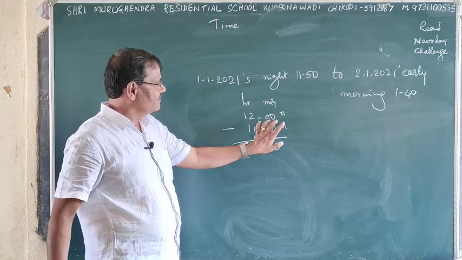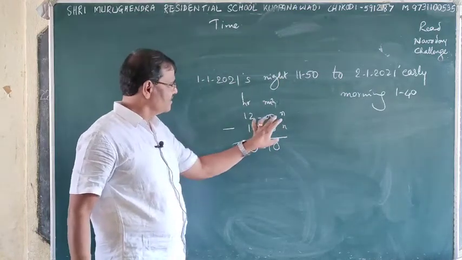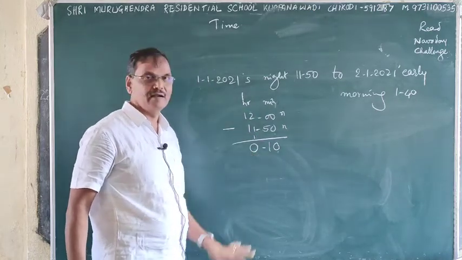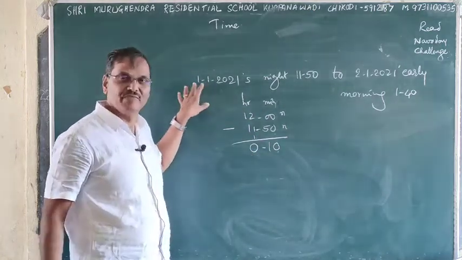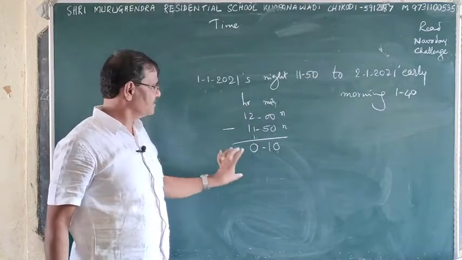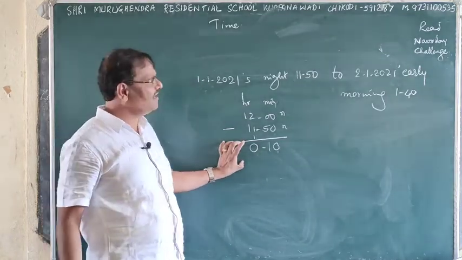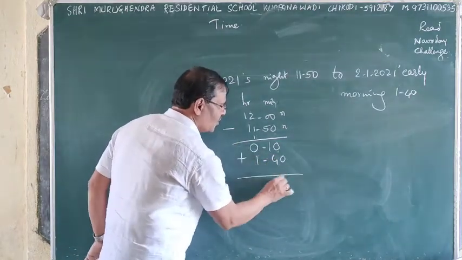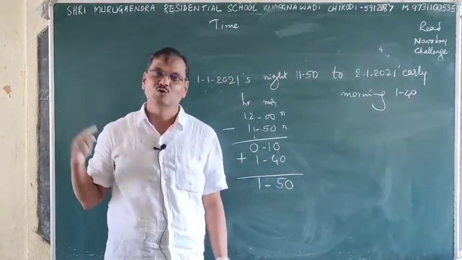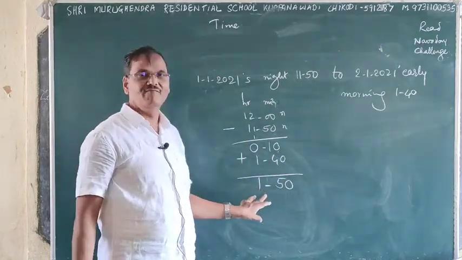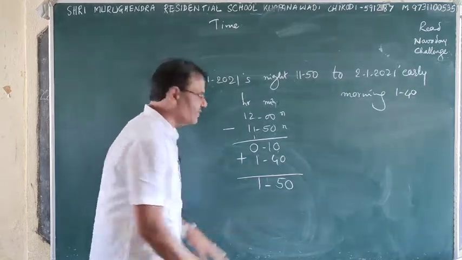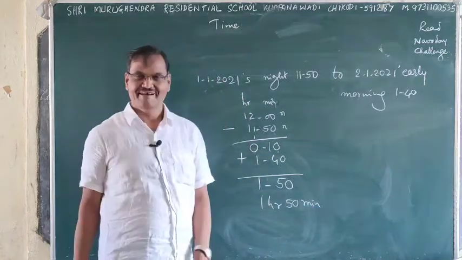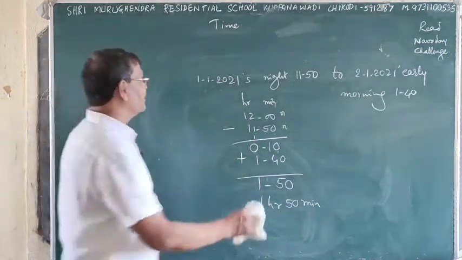See, we take 1 hour, 60 minus 50 is 10 minutes, and 12 minus 12 is 1. And in the first date, the work is done only 10 minutes. In the second date, 1 hour 40 minutes it is. So the man used 2 dates, but he worked only 1 hour 50 minutes. Okay. See another example.